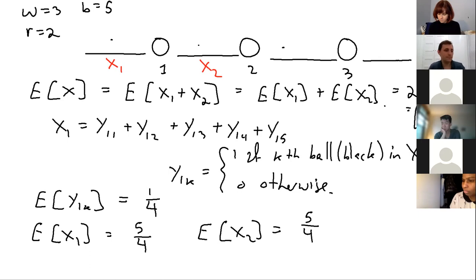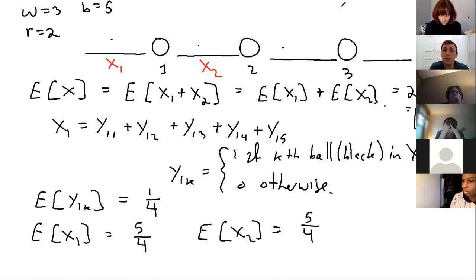Questions? A lot of people disappeared, I think. Yes, because there are four spots where the black ball can appear. So by symmetry, if it's randomly sampled, each black ball is equally likely to be in any one of those spots. You see? So how do I calculate the expected value for X1?